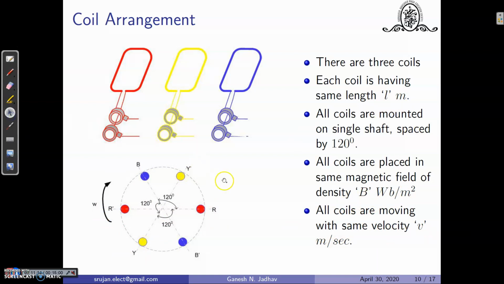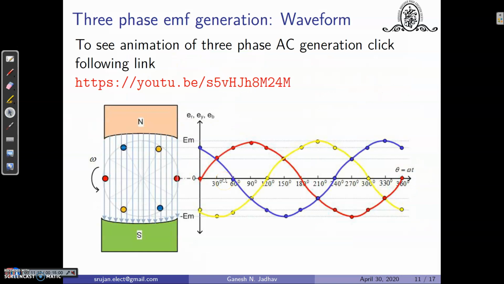So let us understand how the EMF will be induced in these coils. This is the position of the R dash, Y dash, and B dash coils. These are the starting of the R phase, Y phase, and B phase. At this instant, the EMF induced in R is equal to BLV sine 0. Sine theta is 0, hence this value is 0. At this instant, it is BLV sine of minus 120, because it is lagging by 120, so sine of minus 120 will give you this EMF. This one is plus 120 with respect to R, hence it will give you this EMF.